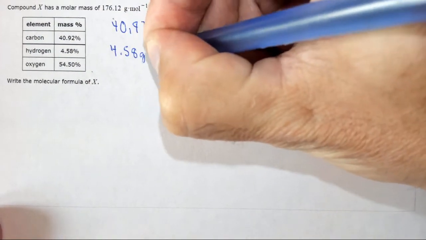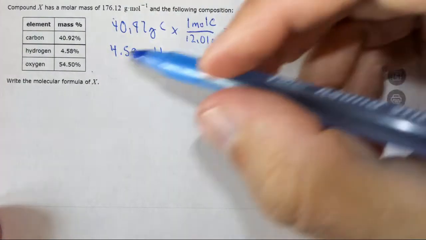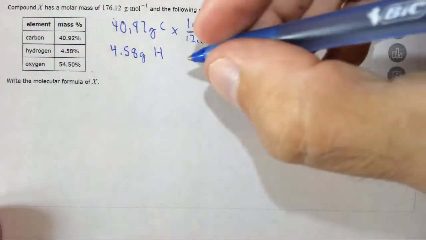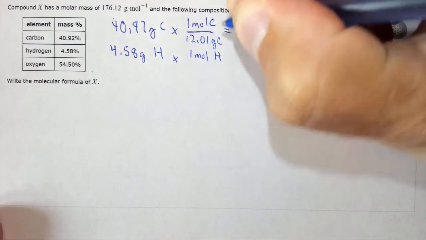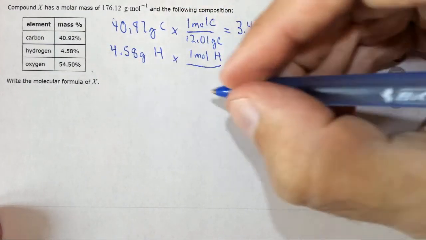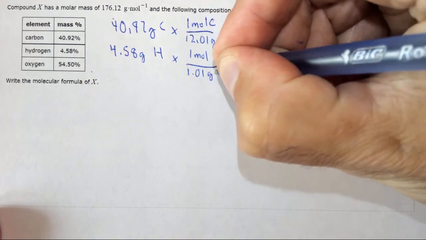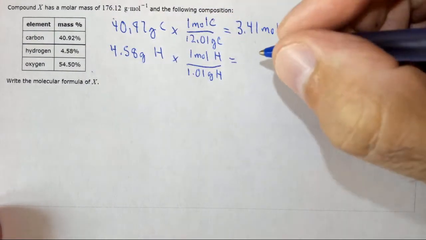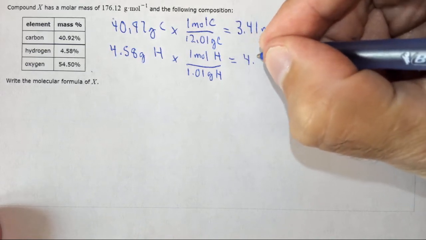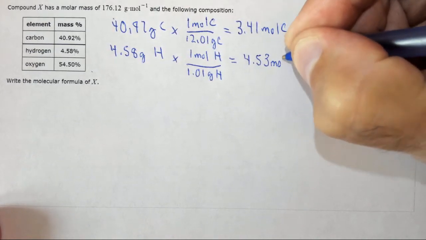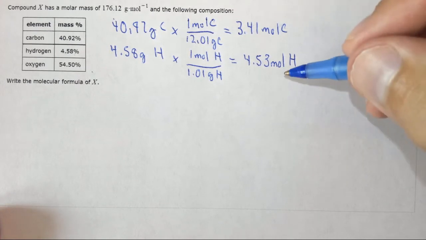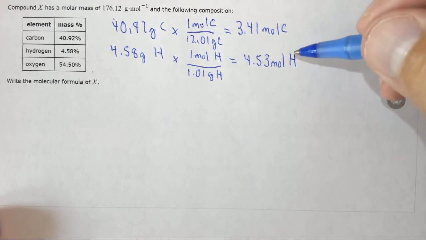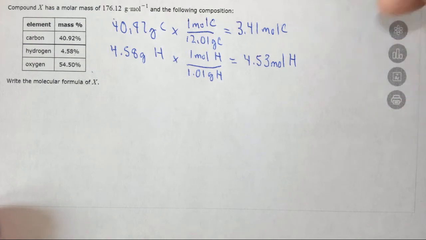4.58 grams of hydrogen. Again, if we have 100 grams and it's 4.58%, we have 4.58 grams of hydrogen times 1 mole of hydrogen per 1.01 grams of hydrogen, which gives us 4.53 moles of hydrogen to 3 sig figs. Sig figs aren't super important here because we're trying to find the empirical formula, which is a whole number ratio of moles. Said another way, you just need the first digit.